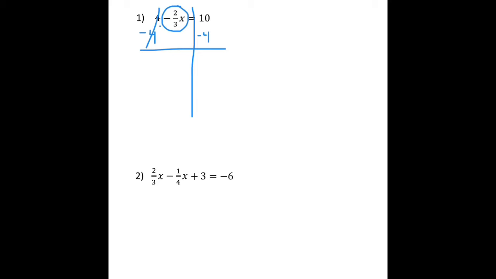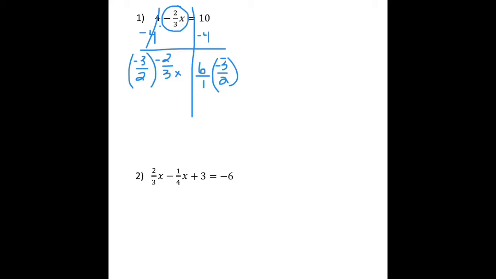4 minus 4 is 0. That leaves me with negative 2/3 x. 10 minus 4 is 6. All right. Remember when we talked about having a fraction coefficient, the only way to eliminate a fraction coefficient is to multiply both sides by the reciprocal. So the reciprocal of negative 2/3 is negative 3 over 2. So I'm going to multiply both sides by negative 3 over 2.